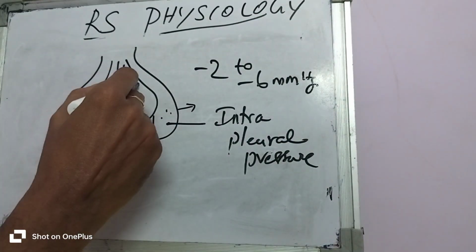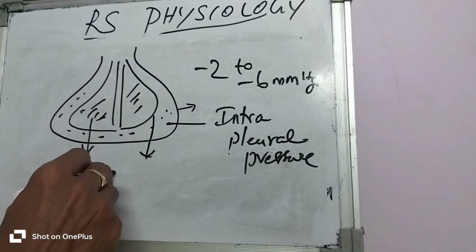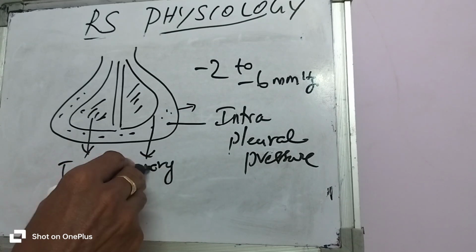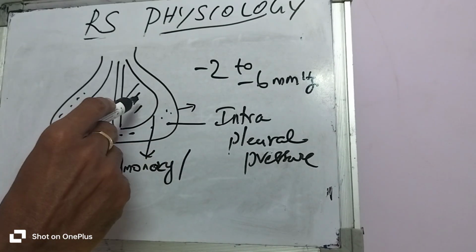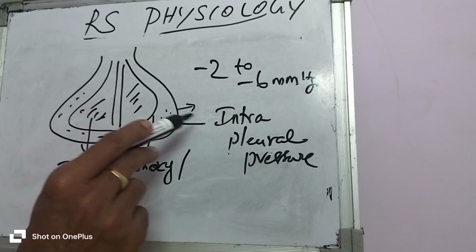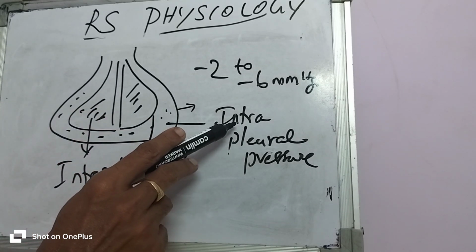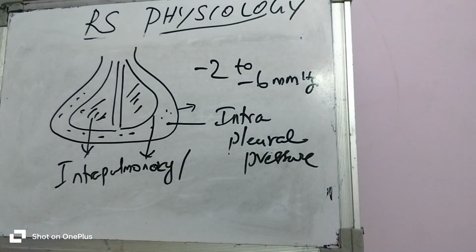Then we have the pressure in the lung. We call it intrapulmonary pressure, or intraalveolar pressure. So this is the intrapulmonary or intraalveolar pressure, the pressure inside the lung, and this is the intrapleural pressure. And the difference between the intrapleural pressure and the intrapulmonary pressure is taken as the transpulmonary pressure. So what is transpulmonary pressure?